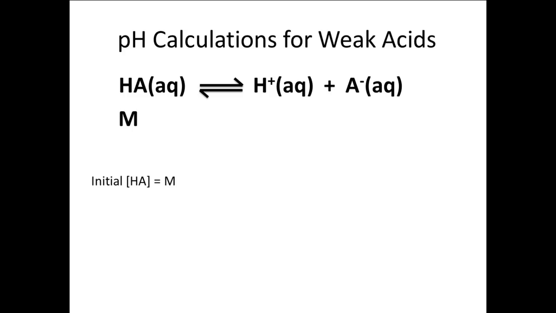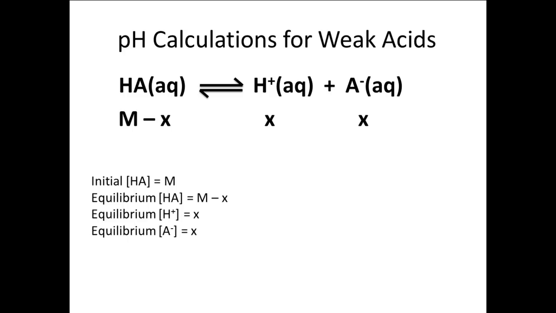Once we have reached equilibrium, some unknown amount of HA breaks apart, call it X, leaving behind a concentration of HA equal to M minus X, the equilibrium concentration of HA. The equilibrium concentration of H plus would then be X, as would the equilibrium concentration of A minus.